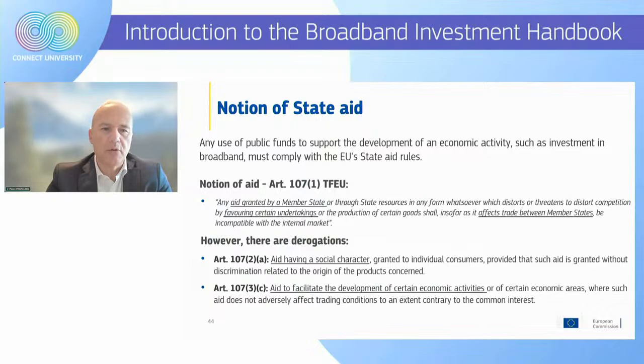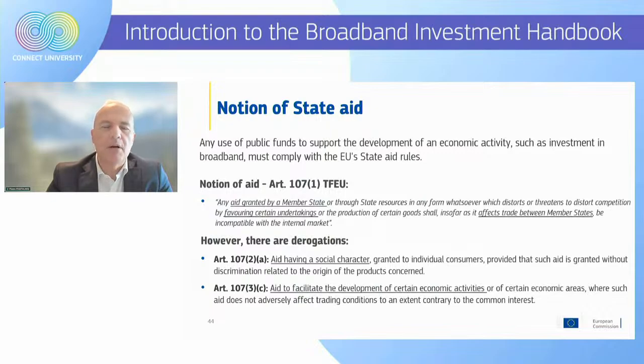Here there are two concepts. There must be an advantage and there must be selectivity, because we refer to certain undertakings, or the production of certain goods shall, insofar as it affects trade between member states, be incompatible, meaning that if there is no effect on trade, there is no aid involved. Now, from this definition, it seems basically that state aid always exists and is always forbidden.